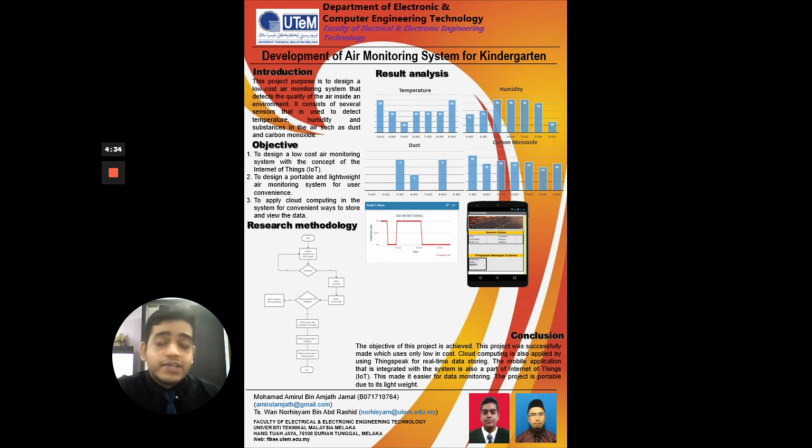Next, the project is linked with the ThingSpeak platform, which is to store the real-time data obtained from the sensors in the project. Also, a mobile application that is integrated with the project system has been successfully created so that the reading from the sensor can be monitored easily from the smartphone. Thus, cloud computing is applied in this air monitoring system project.